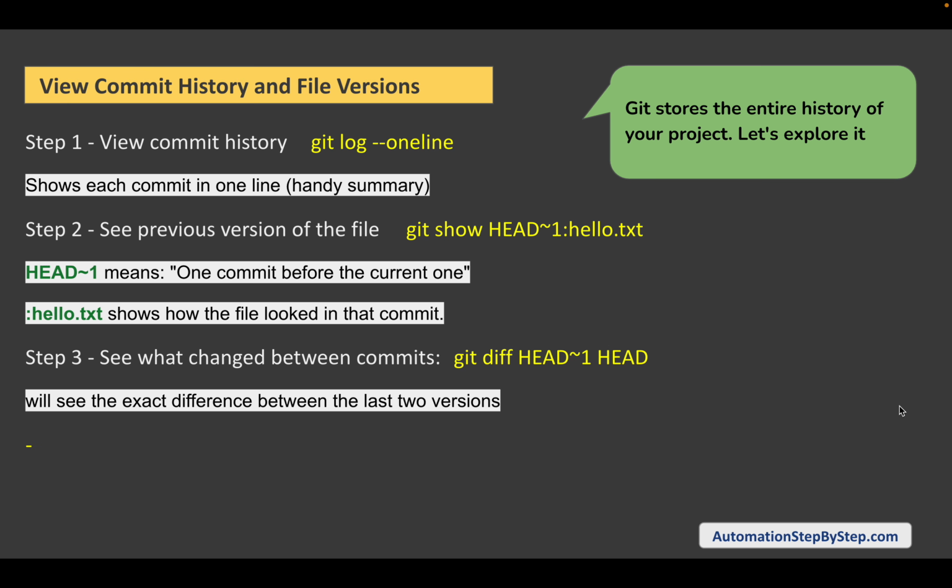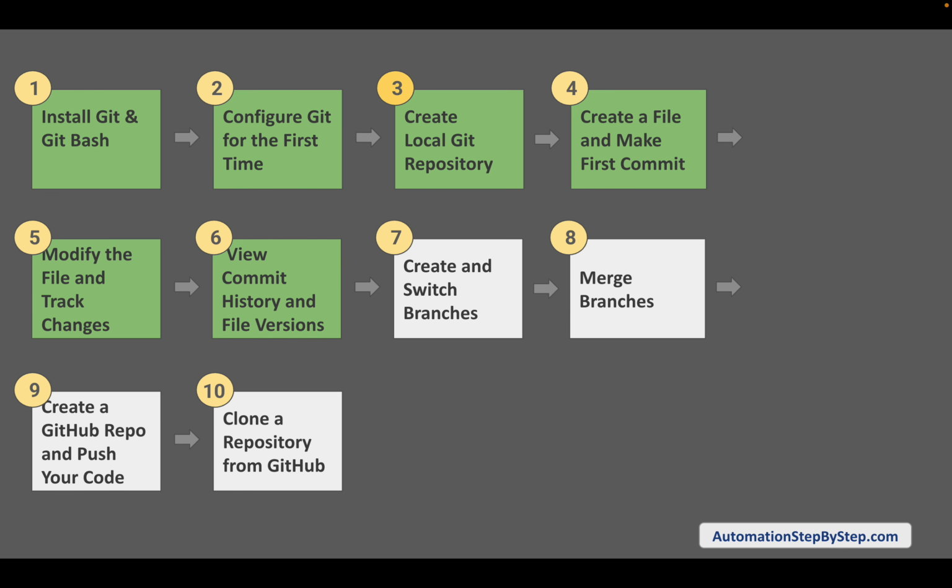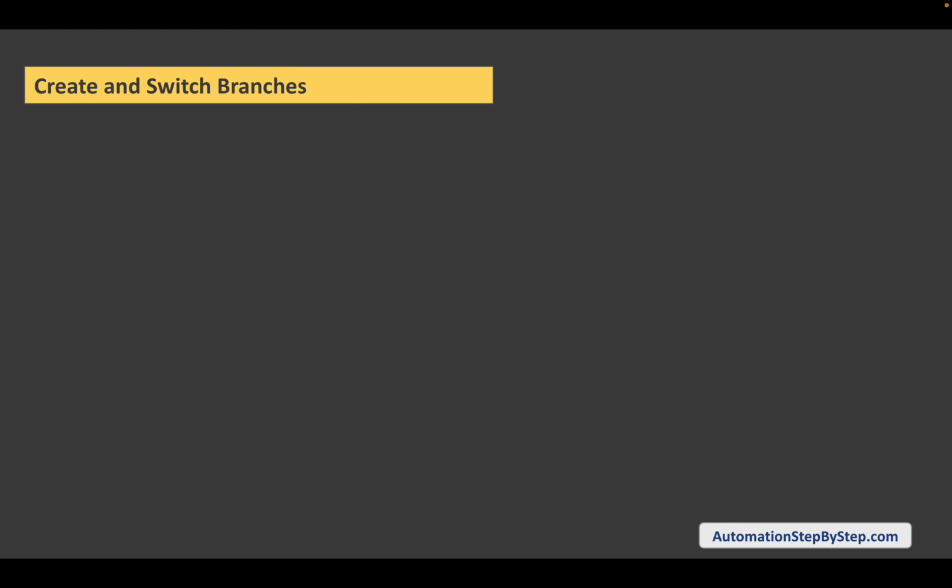So this is how we verify our commit history. We see our commit history and file versions. Okay, now this is done. Let us see how do we create and switch branches. This is going to be interesting.